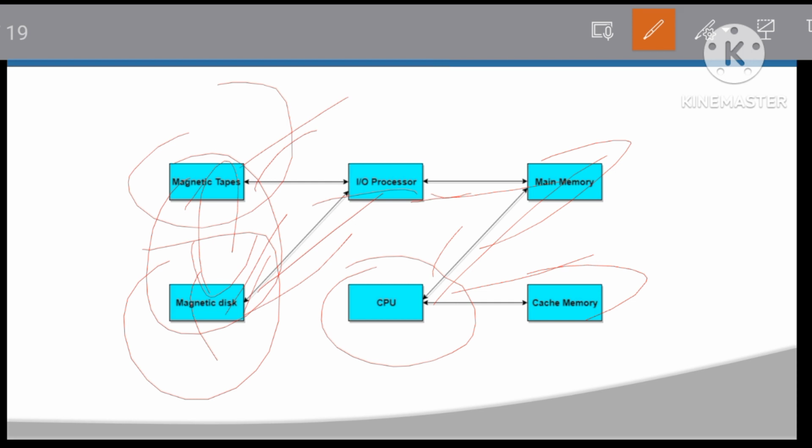For example, magnetic tape you can consider like an SSD, and magnetic disk means HDD, where the spin rotation of the disk is used so that we can access the memory. This is the basic organization which you can see.